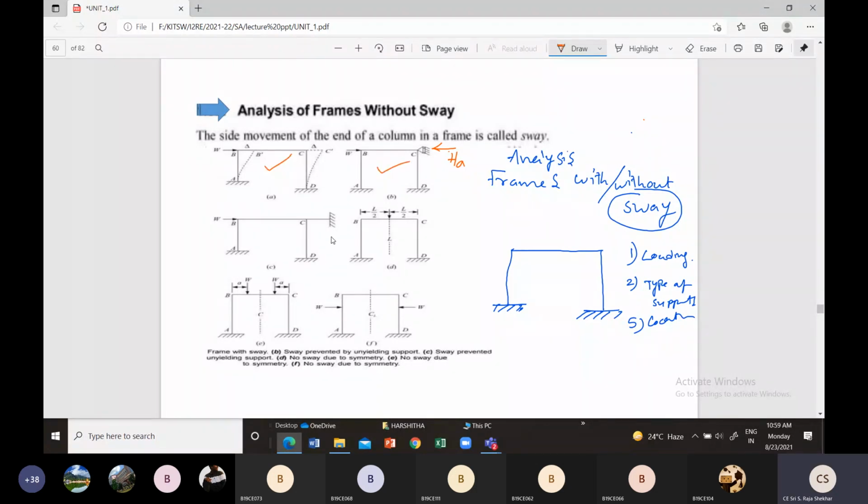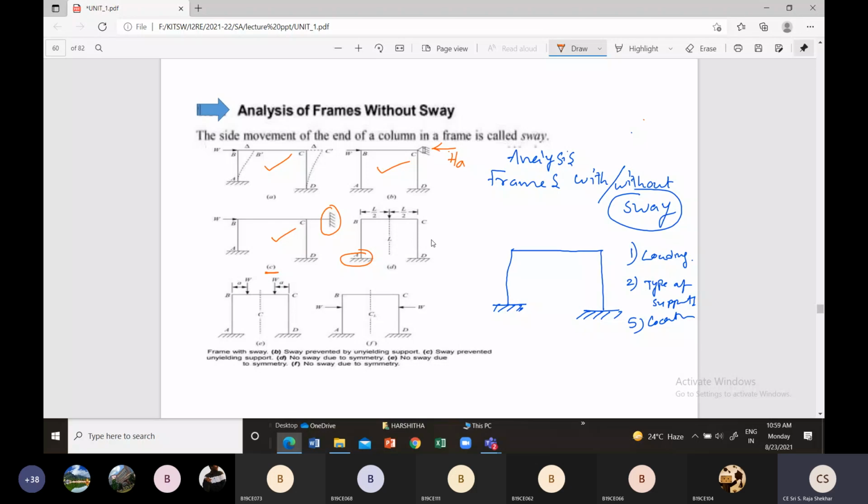Okay. So now if you see, this is again a non-sway frame. There are two supports for this. In figure C, a horizontal force is acting, and here the support is provided. So this is also a non-sway frame.